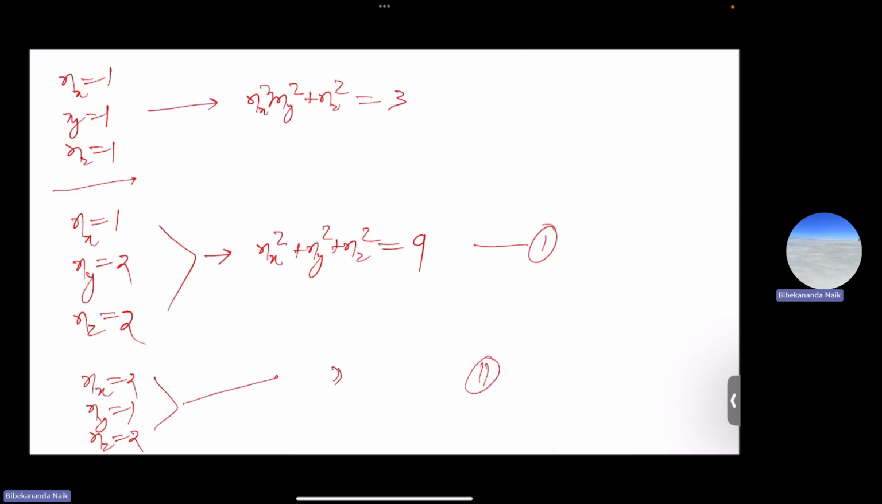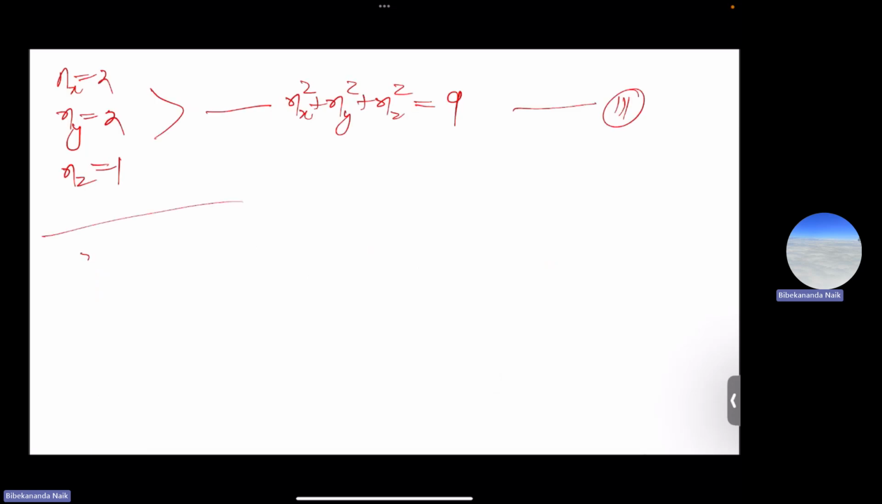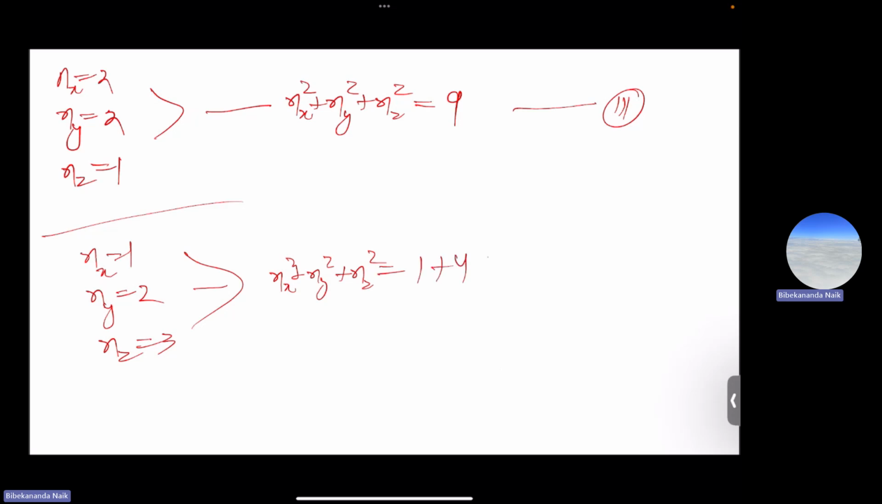here, since there are only two twos and only one one, if we consider another case for which nx equals 1, ny equals 2, and nz equals 3, in this case the sum of nx square plus ny square plus nz square is 1 plus 4 plus 9, that is 14. Since nx, ny, nz all three have different values, there will be three factorial combinations for which this sum will be the same.